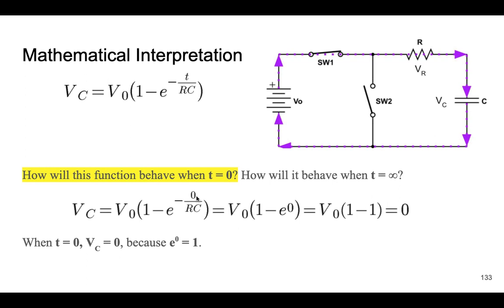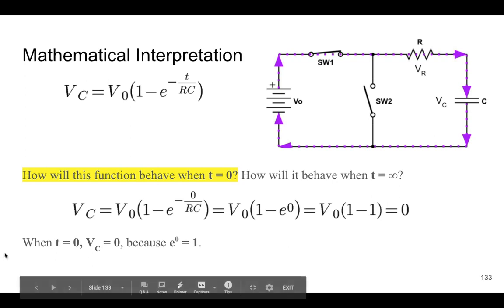If t equals 0, you plug a 0 in up here. So 1 minus e to the minus 0 over RC, this is just going to be e to the 0. E to the 0 is 1. Anything to the 0 is 1, with the exception of 0. But any other number raised to the power of 0 is 1. So this whole term in parentheses becomes 1 minus 1, which is 0. So V naught times 0 is 0. So at t equals 0, the voltage across the capacitor is 0. We actually knew that. I've said that a couple times throughout these slides.